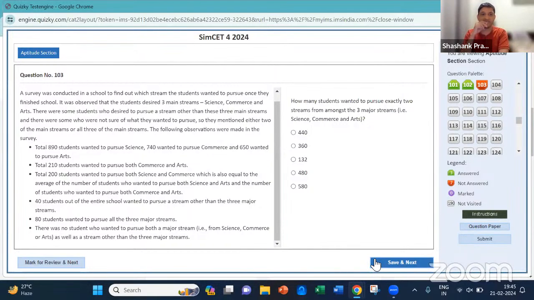Exactly two streams, right? So exactly two streams would have been 190, 200, 210. So 600 total it was. From 600, 240 went because they were all three. So 360 should be my answer here.